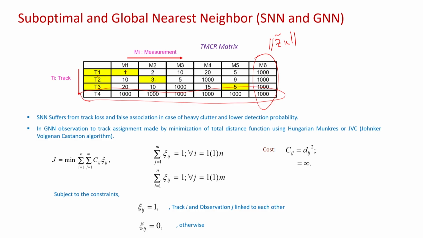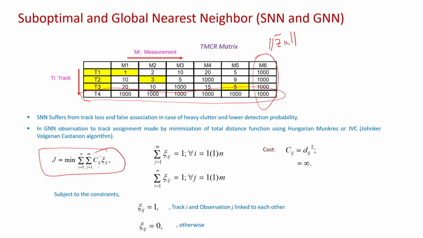We won't talk about JVC, it is not very popular, but in some places like Raytheon and industry, people are using JVC rather than Munkres. But Munkres is good enough. At least in my experience, I have not seen much problem using Munkres. It gives good results also. So, you are actually solving an optimization problem. What is the optimization problem?